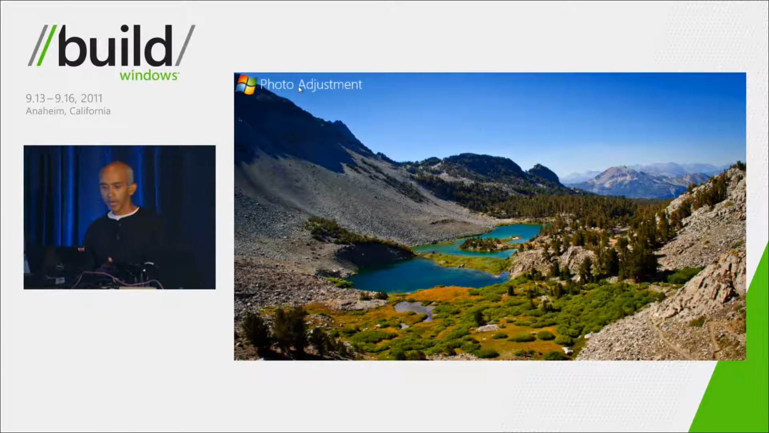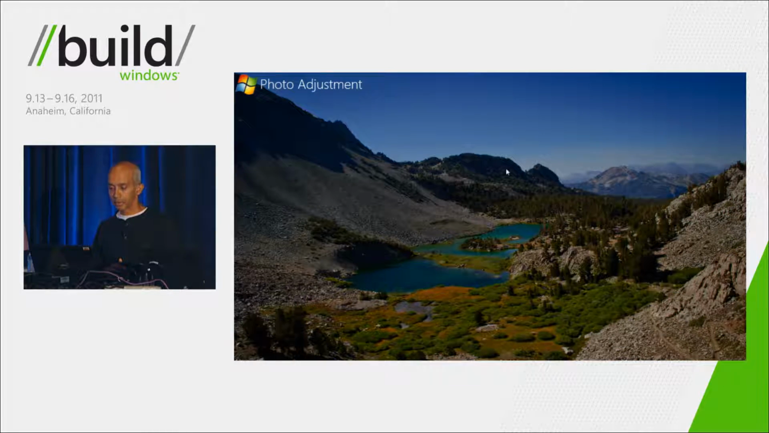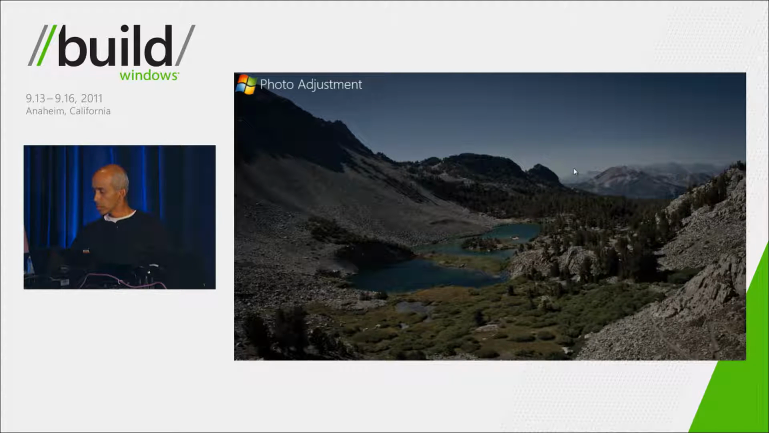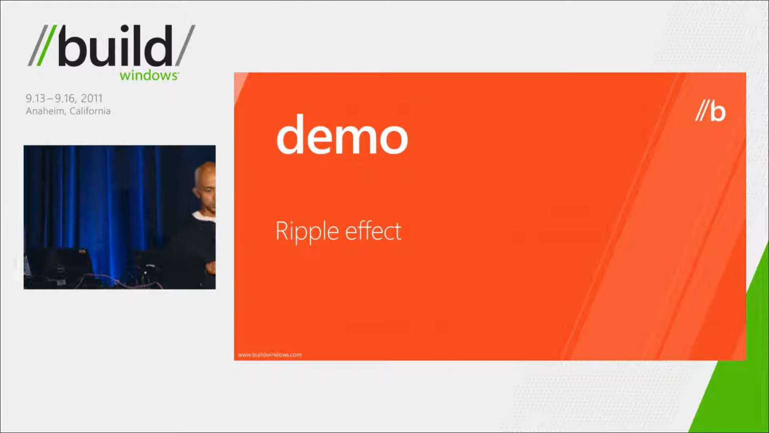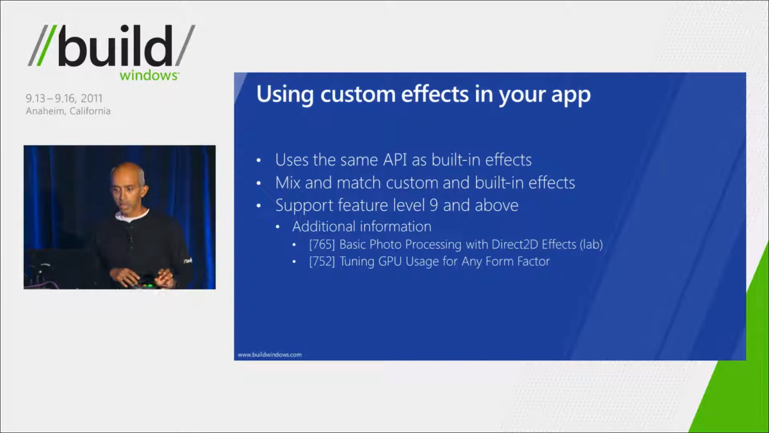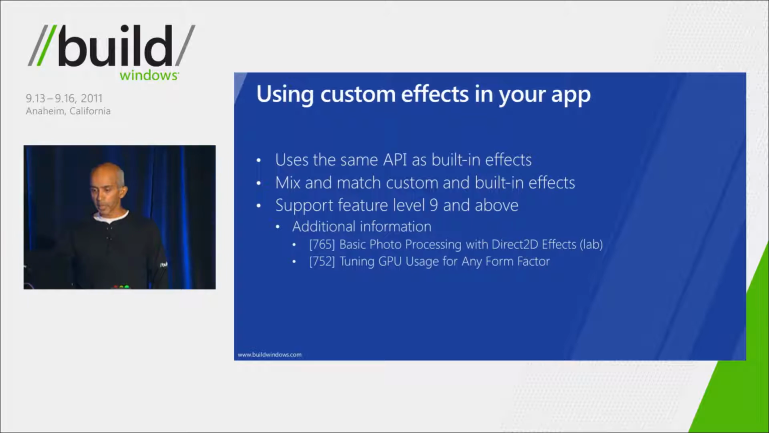So for example, I can apply saturation here, or a combination of saturation and brightness, and then apply the ripple effect on top of that. So this is something that is available for you to use in your applications.